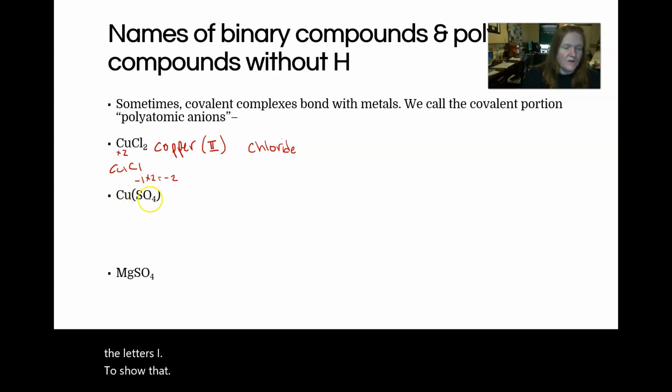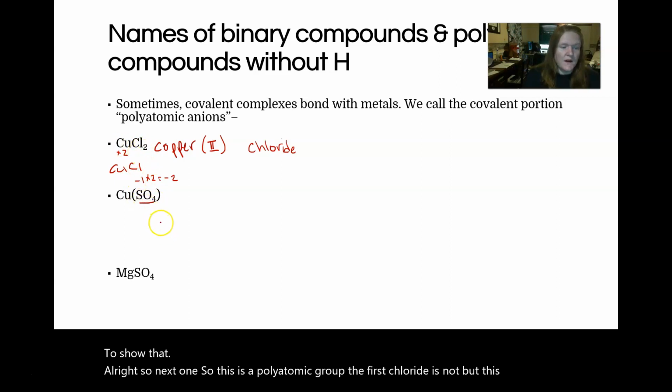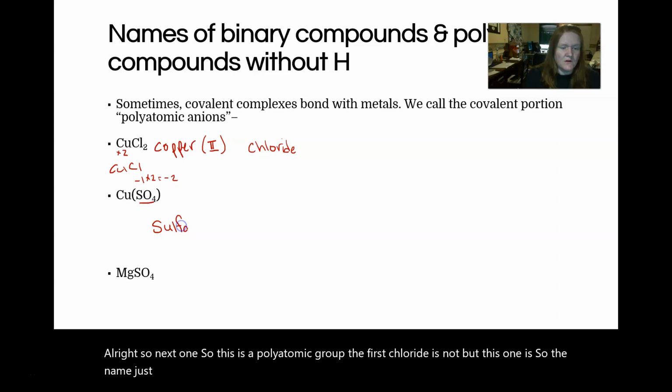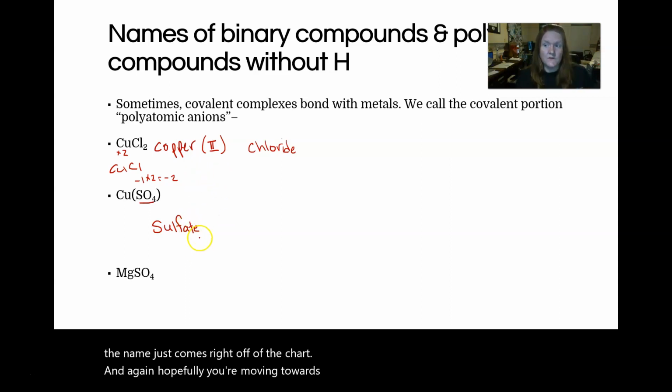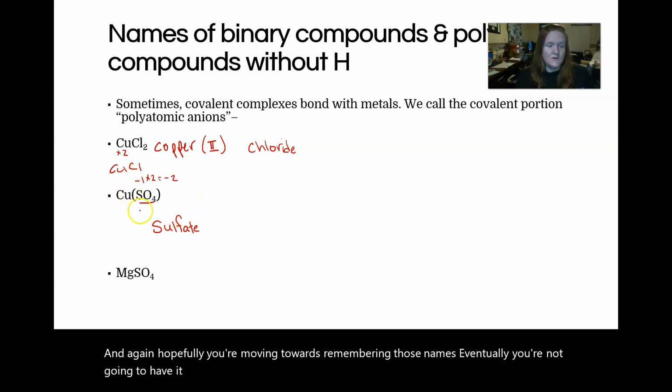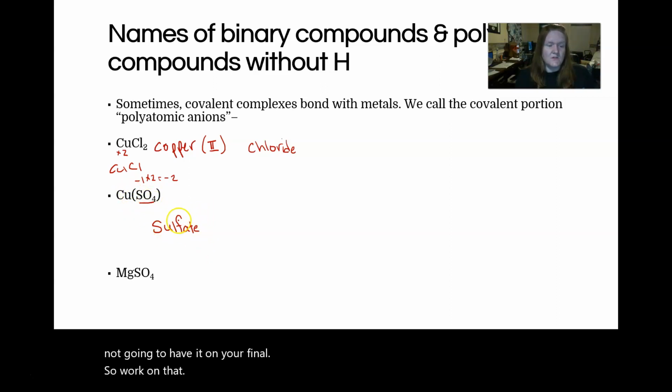All right, so next one. So this is a polyatomic group. The first chloride is not, but this one is. So the name just comes right off of the chart. And again, hopefully you're moving towards remembering those names. Eventually, you're not going to have it on your final. So work on that. Test yourself. Try to do names without the chart first, and then go back and check.